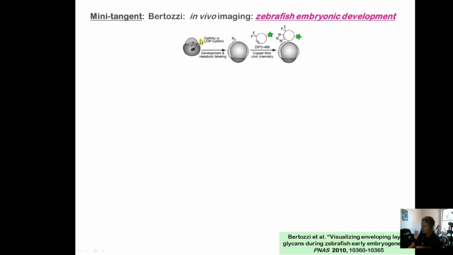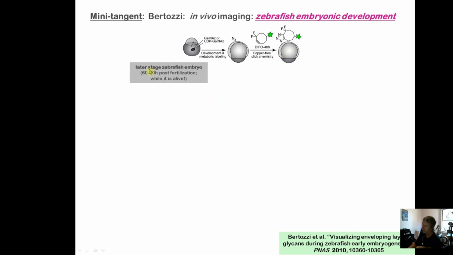Okay, so this is the same idea that I just showed you. You have the cell, they incubate it, a living cell, incubate it with these azide-containing sugars, and then they can use these really cool DIFO fluorescently labeled dyes, and they do a copper-free click reaction, so they attach to the living cell like this, and then you can look at the colors.